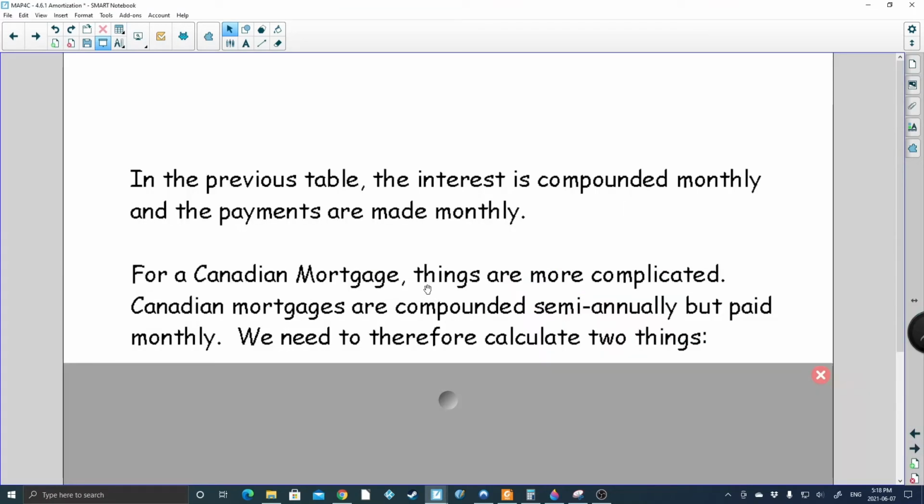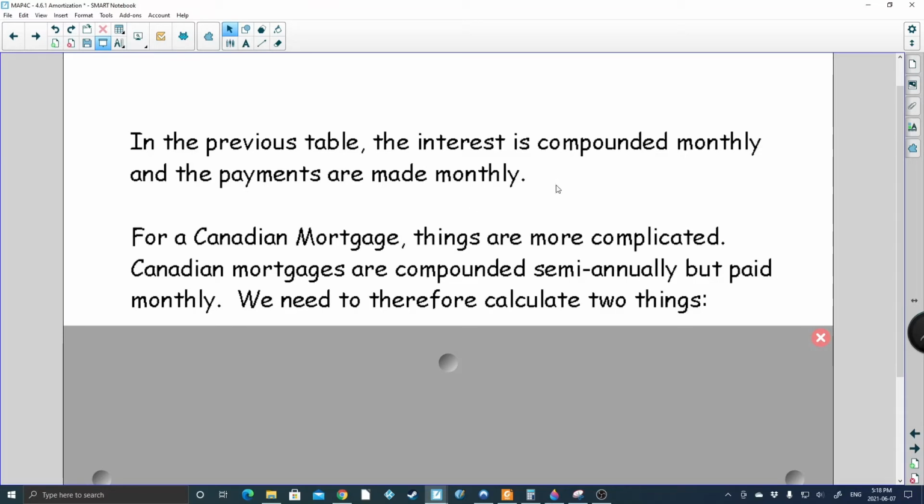Now, in the previous table, we were doing compounded monthly and paid monthly. But as I mentioned before, a Canadian mortgage isn't compounded monthly and paid monthly. A Canadian mortgage is a little bit more complicated than that. What they do is they compound semi-annually, but they pay monthly. So that means the interest is compounded twice a year, even though you're paying every month. And our math doesn't do that. So we have to make it do something similar to what it did before.